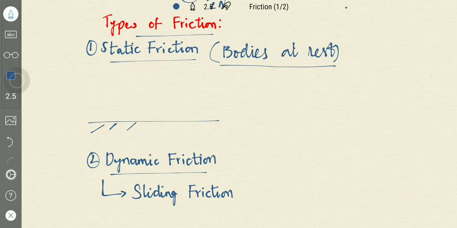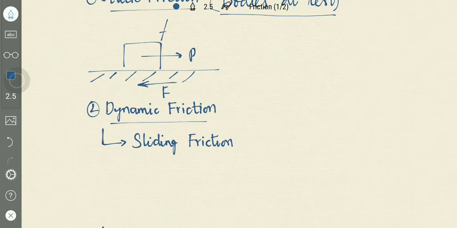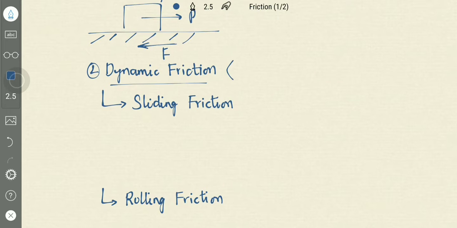There is a body here, there is a surface. A force is applied and frictional force is applied by the surface in the opposite direction to the direction of motion. So it is static friction. If the body is in motion, the frictional force applied on bodies in motion is called dynamic friction.